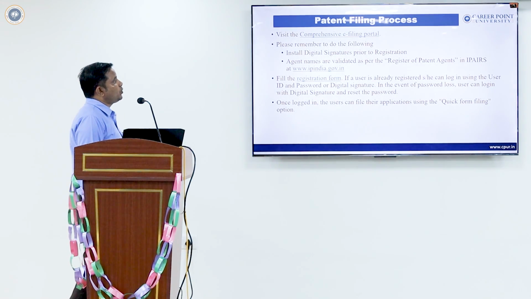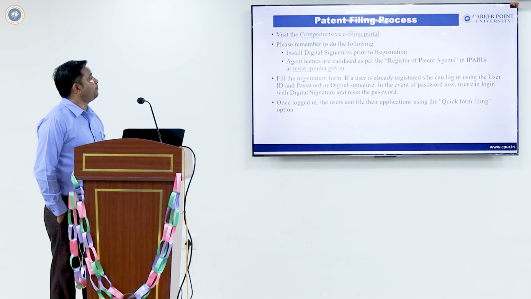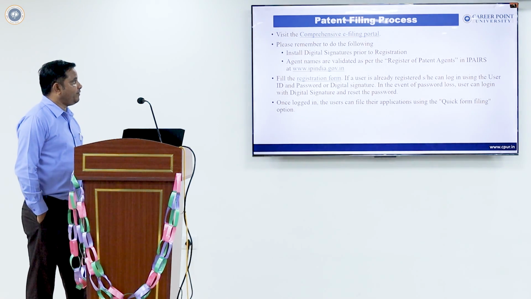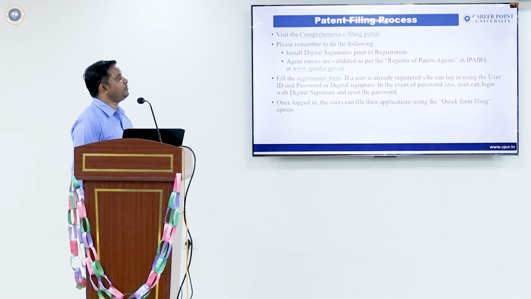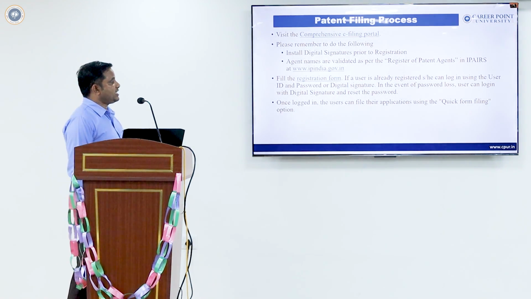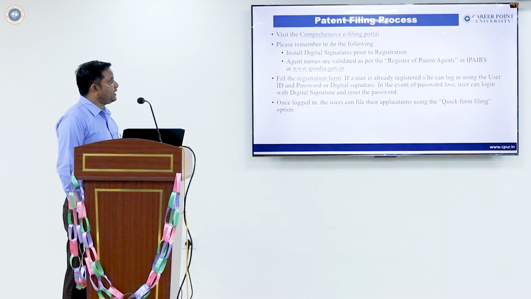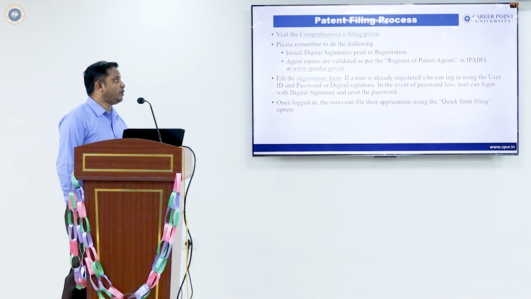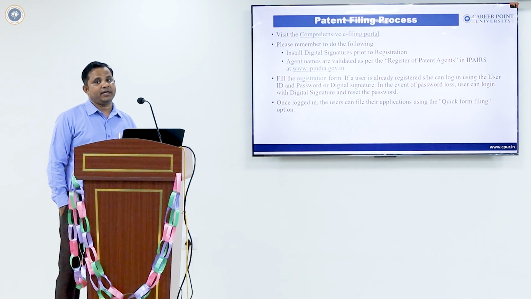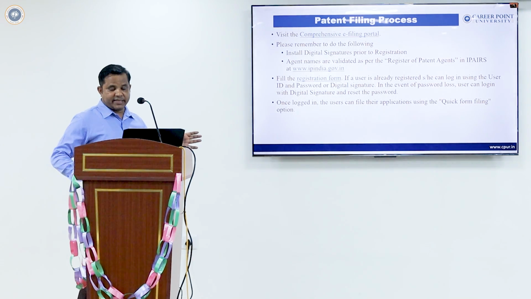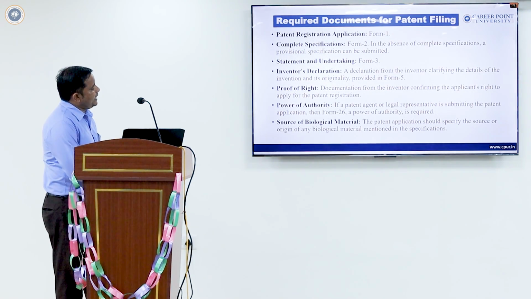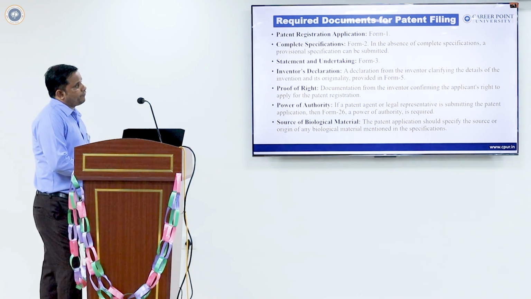First we need to visit the comprehensive e-filing portal. Basically, the e-filing portal is an online platform where we can easily submit our idea as a patent draft. First we need to get a digital signature for registration purposes. Once the registration is completed, we can fill in the registration form. If a user is already registered, they can log in using their user ID and password, and after that we can submit our documents as per the given instructions or guidelines. This slide is related to the required documents for patent filing.